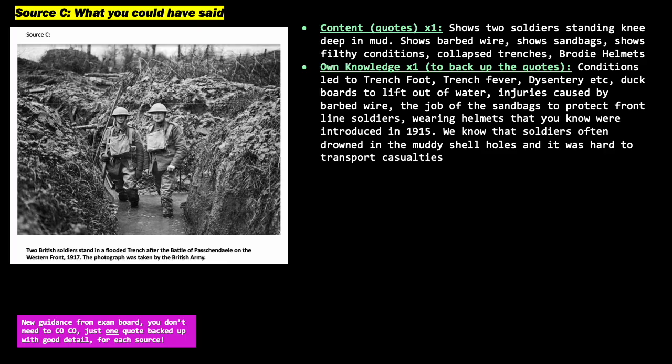It's trench fever. What causes it? Dysentery, you know, the dirty water. You get the duckboards in again. You could say why they built the duckboards. You can see it in this picture, why they needed the duckboards. What are the sandbags there for? Give your own knowledge about that.